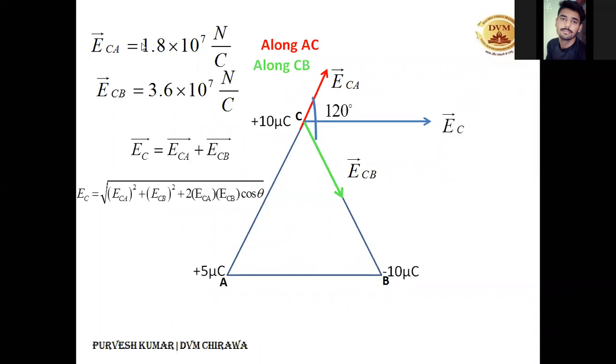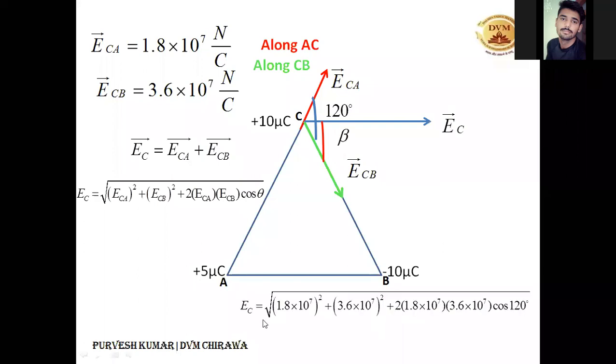So putting up the values over here, 1.8 into 10 to the power 7 in place of ECA, in place of ECB, 3.6 into 10 to the power 7. Again, in place of ECA, 1.8 into 10 to the power 7. In place of ECB, 3.6 into 10 to the power 7. And cos theta is cos 120 degree. So this is what you are left with after putting up the values.